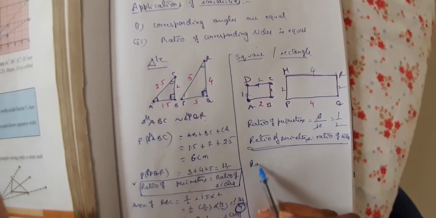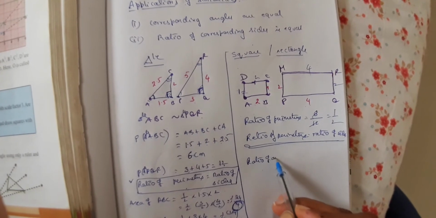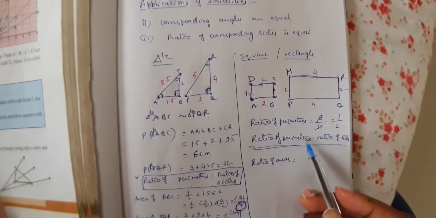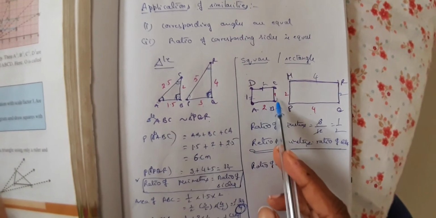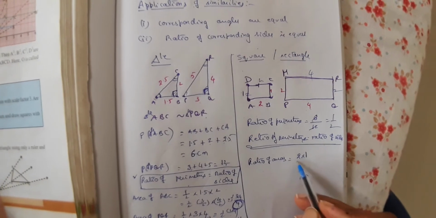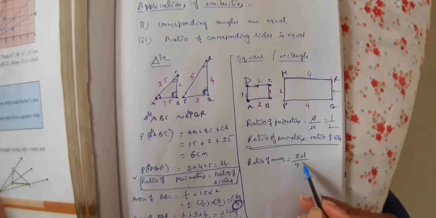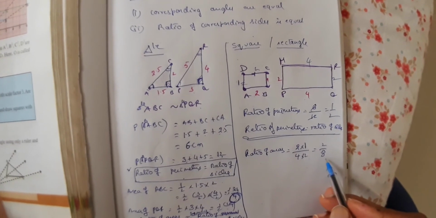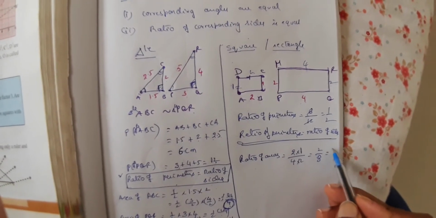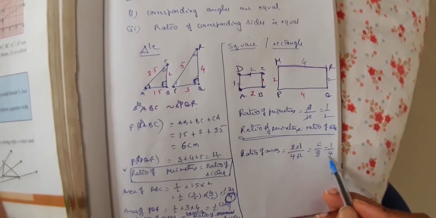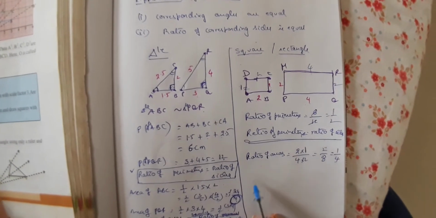Now ratio of areas, let us see. What is the formula for area of a rectangle? Right? Length into breadth, is it not? Length into breadth. 2 into 1 by 4 into 2. So it is 2 by 8. So 2 by 8 is equal to 1 by 4. Is it not? 2 ones are 2, 2 fours are 8. 1 by 4. So now the same thing.